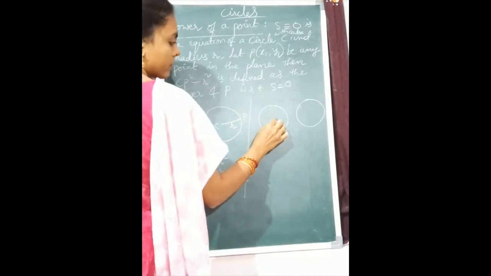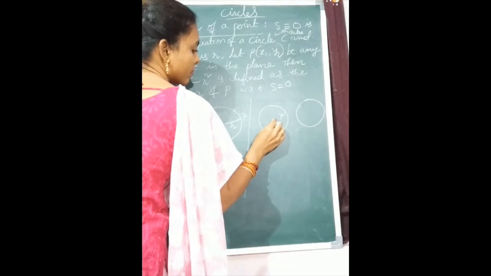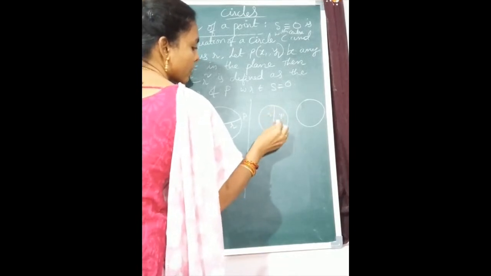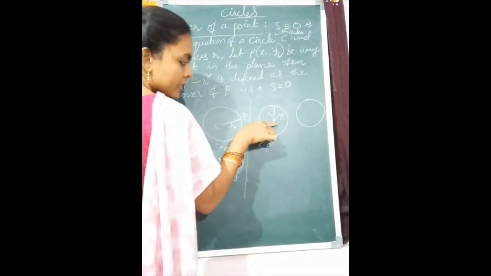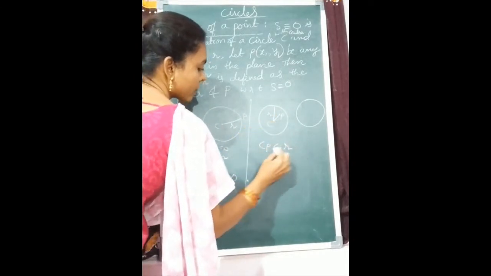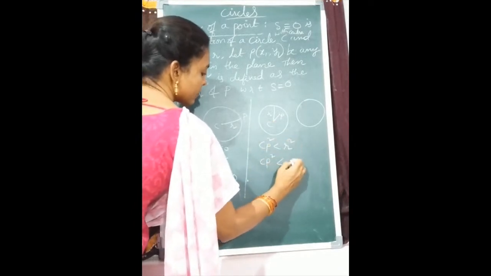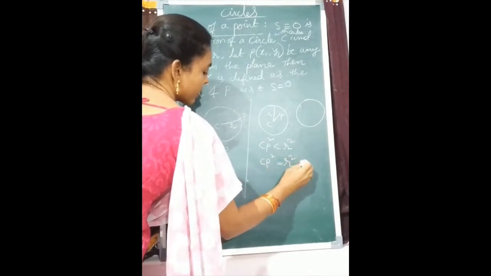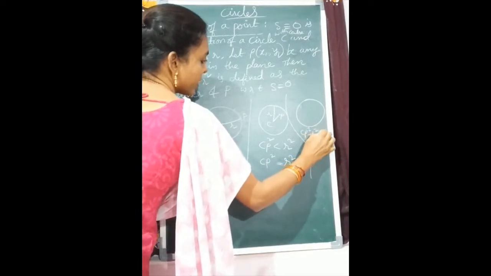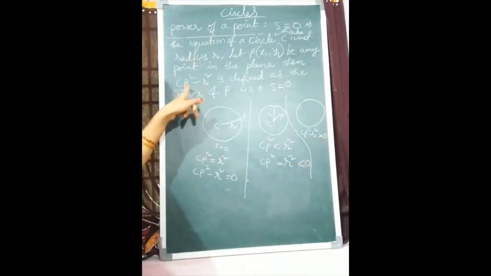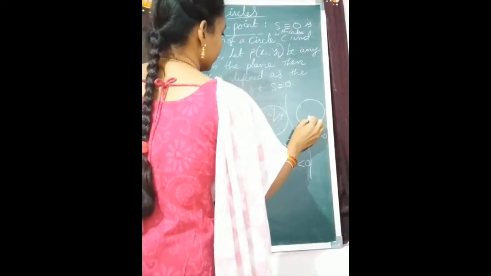So in the case of this P, this is the radius and this is CP. CP is less than R. CP square is less than R square. So CP square minus R square is less than 0 here. Here, CP square minus R square is greater than 0. So CP square minus R square is called the power of a point.